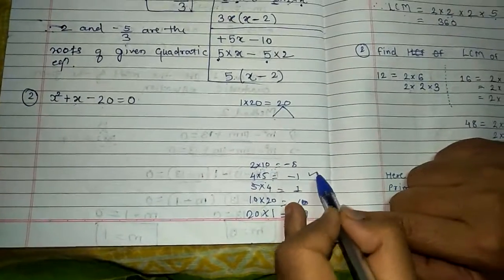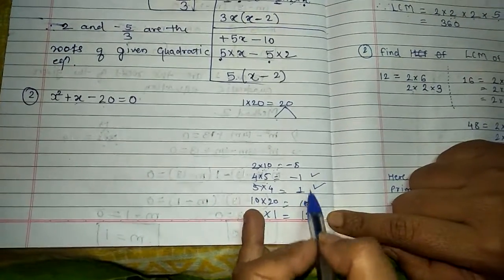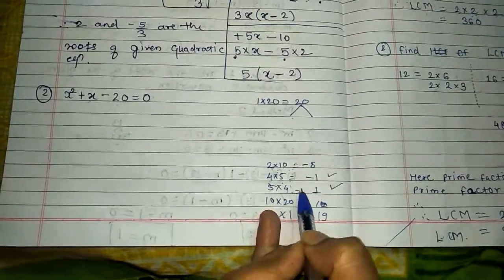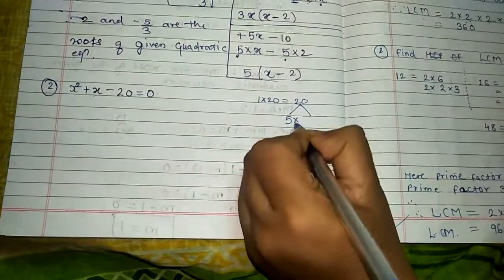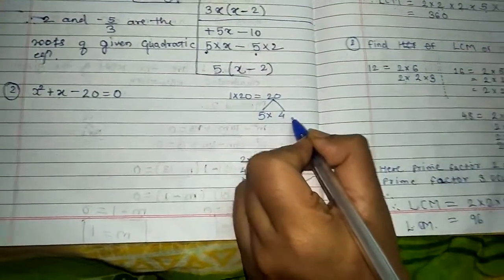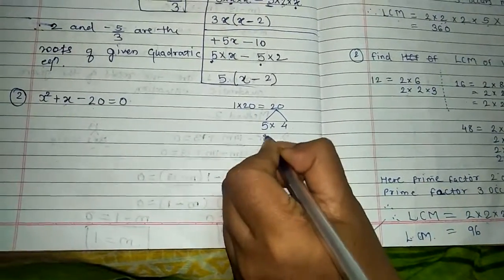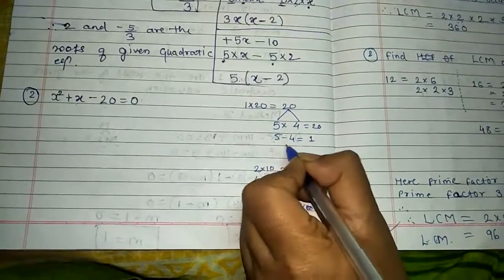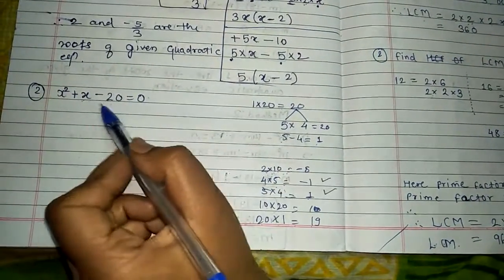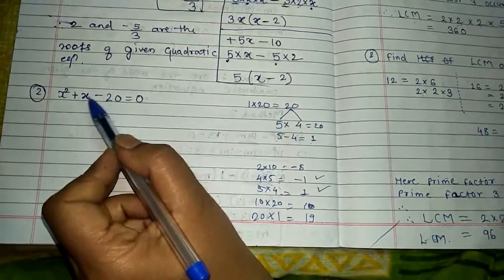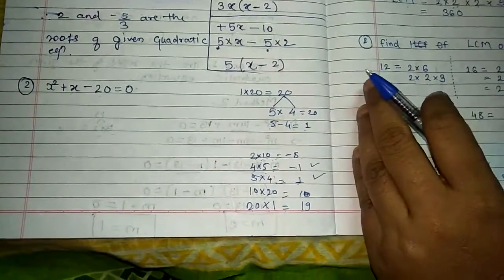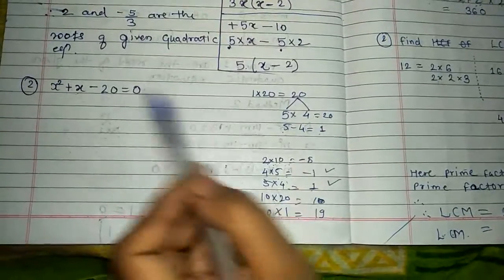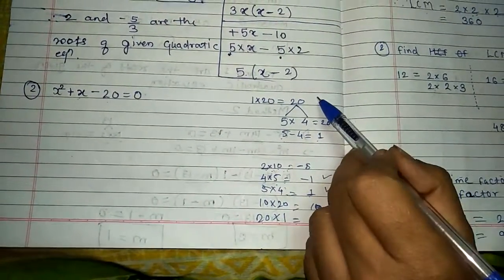So where are we getting 1? Here and here. So it means we have to take any one pair from these two. So suppose we take this one, 5 into 4. So see, if we multiply, 5 4s are, we are getting 20. But if we do the subtraction 5 minus 4, what are we getting? We are getting the 1. That is nothing but our middle term. So it means these factors are the correct ones. So 5 4s are 20, and 5 minus 4 is nothing but 1. So these are the factors of 20.